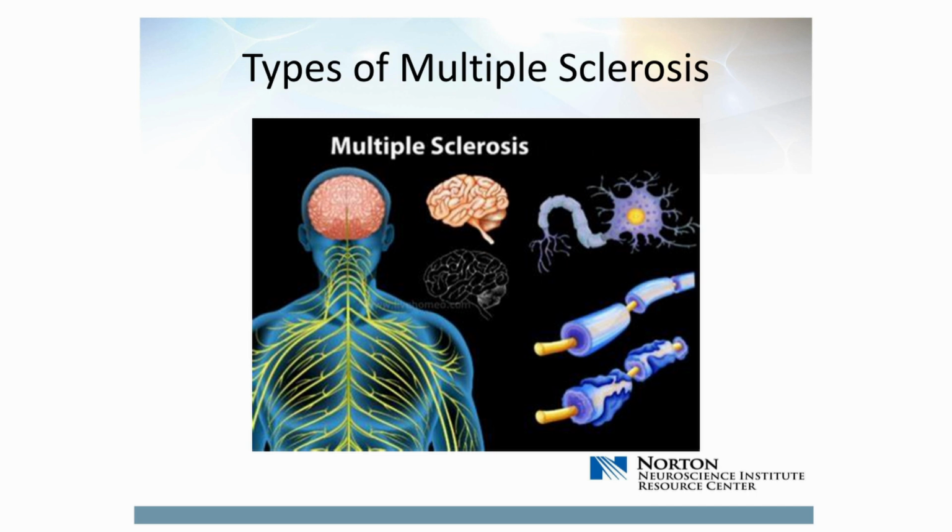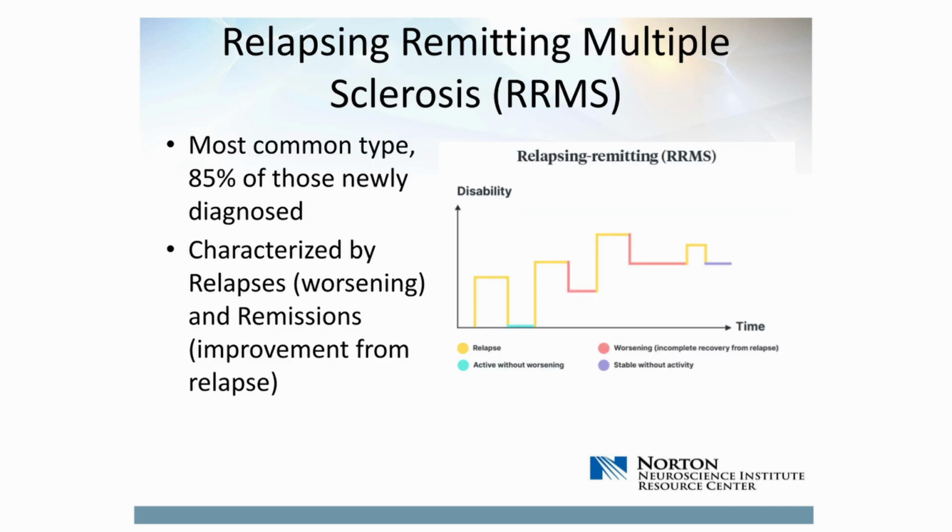Now, let's get into the different types of multiple sclerosis. First, we have relapsing remitting multiple sclerosis. This is the most common type and is characterized by relapses and remissions. This slide has a graph which helps to explain. This individual started at their baseline, then they had a relapse where they experienced worsening of symptoms. After a while, they got better and either returned to their baseline or close to it.